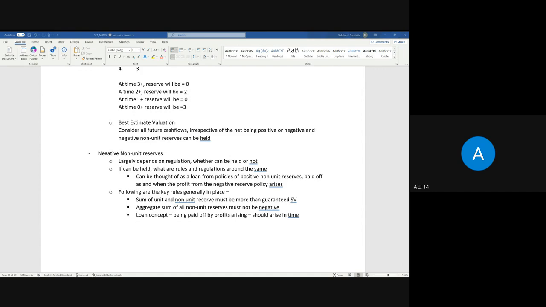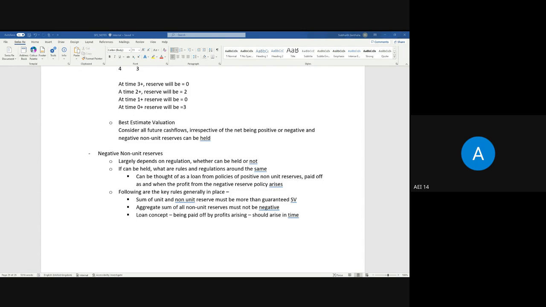The reason simply being, you might have to pay out the guaranteed surrender value at every point of time if the policy lapses. And if your total reserve at that point of time is lower than that guaranteed amount, you might not be in a very good position to pay that money. So the sum of your unit and non-unit reserves must exceed that guaranteed surrender value. The second rule is that the aggregate sum of all non-unit reserves must not be negative. It should be greater than or equal to zero.